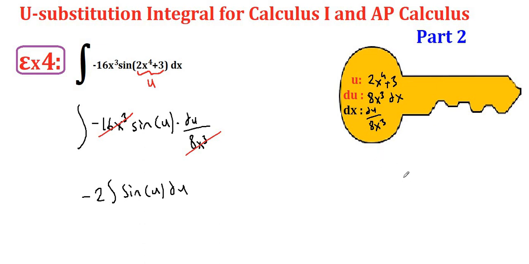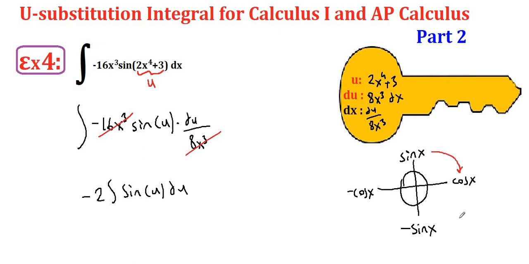Antiderivative of sine is negative cosine. So you can remember from here. Cosine x, negative cosine x, sine x, positive direction, negative sine x, negative direction. So if you go clockwise, you get the derivative of each trigonometric function.